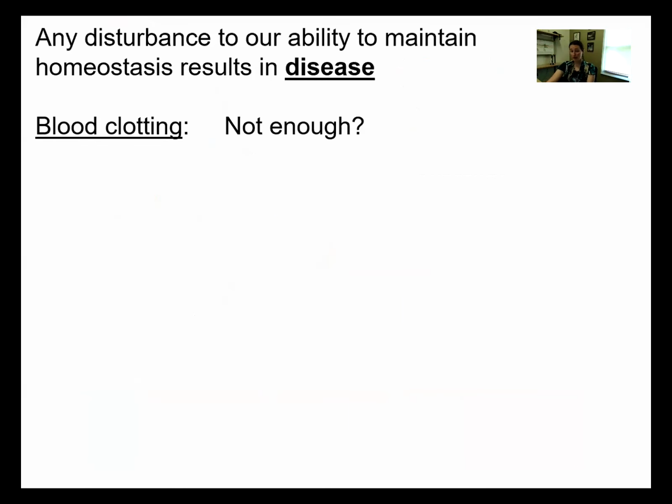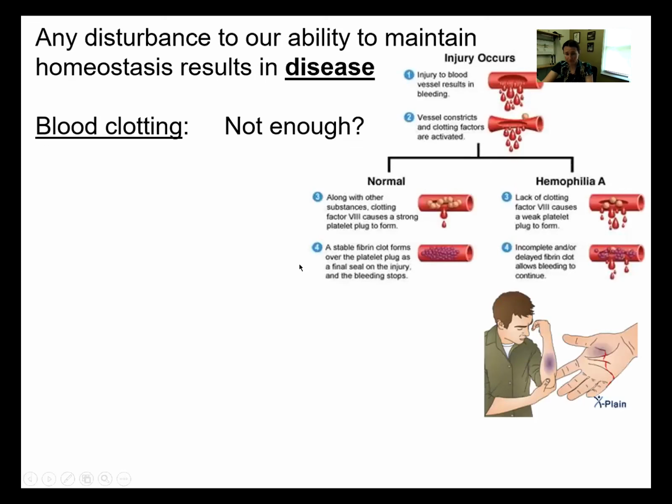Okay. Again, just like Paul Anderson said, any disturbance to our ability to have negative or even positive feedback results in disease, right? So for example, if you have not enough blood clotting, this can be really bad, like any minor paper cut can cause you to bleed out, right? So normally you get a cut, you form a platelet plug, you form a true scab, the blood loss is stopped and your tissue can heal.